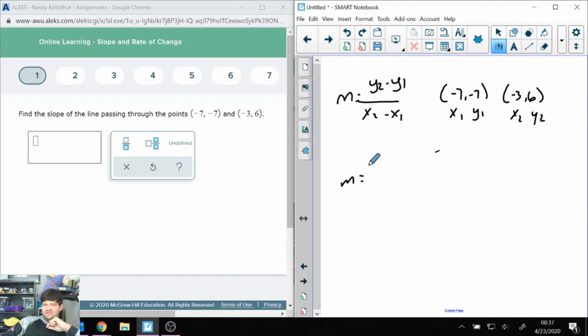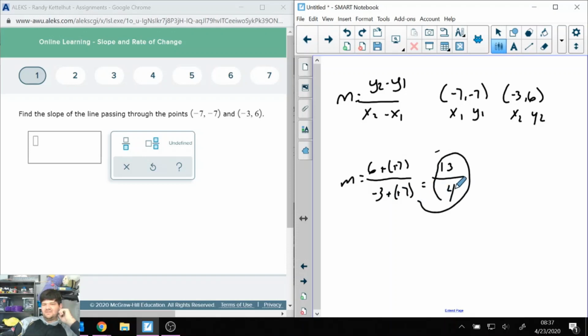So you'll start with y2 is 6 minus y1 is -7. That goes over the top of x2 minus x1. So you're going to put your -3 minus, and again, -7. 6 minus -7, the negative minus a negative turns into a positive, so you have pluses here. So 6 plus 7 is 13. Down on the bottom, -3 minus -7, again, it's a plus. And that -3 plus 7 is going to be 4. And this is as much as you can do with that. So this is going to be our final answer, 13 over 4.